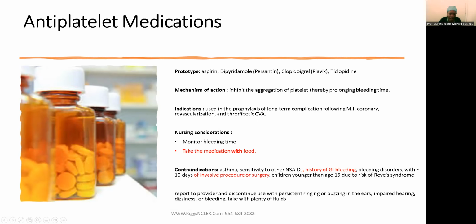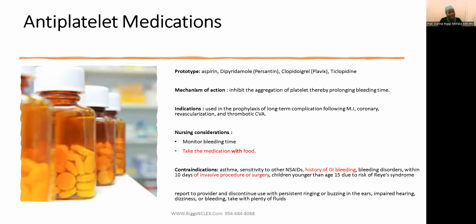Coronary revascularization and thrombotic CVA: bleeding, bleeding, bleeding. The family of antiplatelets cause GI problems, so always educate people. Take this with food. A lot of antibiotics too cause that upset stomach, that nauseous feeling. Mrs. Jones, take this with food when you take it. Don't take it on an empty stomach. And that kind of reduces that little problem.